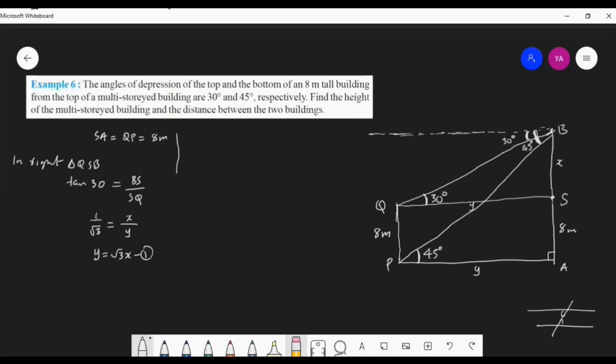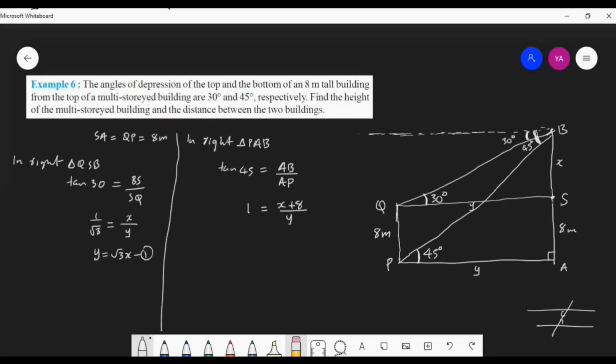Now take the second right triangle, PAB. Apply tan 45 in the big right triangle APAB. First we give the full name: AB by AP. Substitute tan 45, the value is 1, right? What is AB here? X plus 8. Divided by AP, and AP is Y.